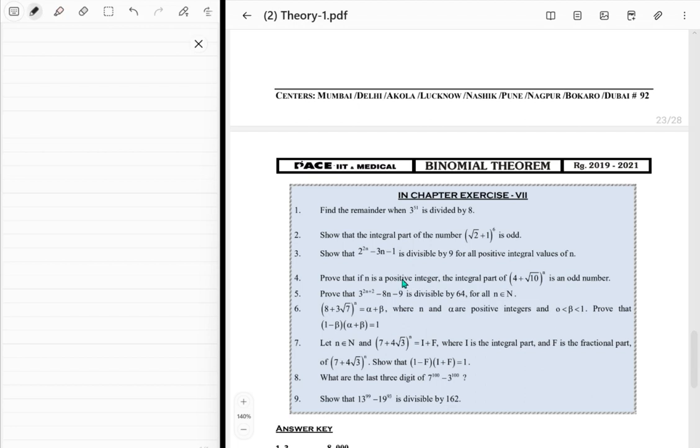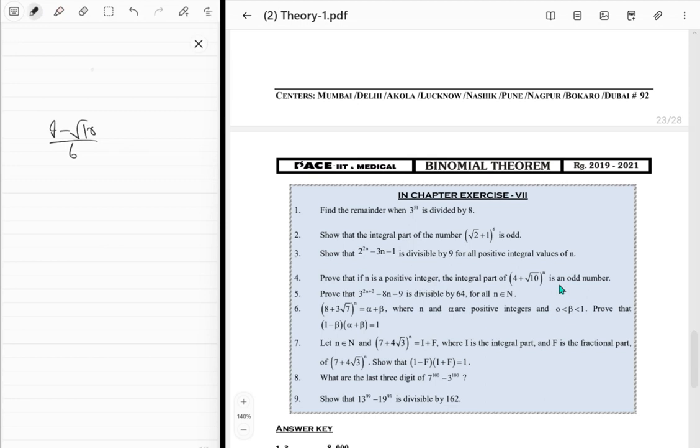Okay, next is: prove that if n is a positive integer, the integral part of this quantity is an odd number. So once again, the same kind of thing. So 4 plus square root 10, the reciprocal of that thing would be... okay, wait, what? It would be like 4 minus square root 10 upon 6, huh? That's weird. Yeah, that is weird.